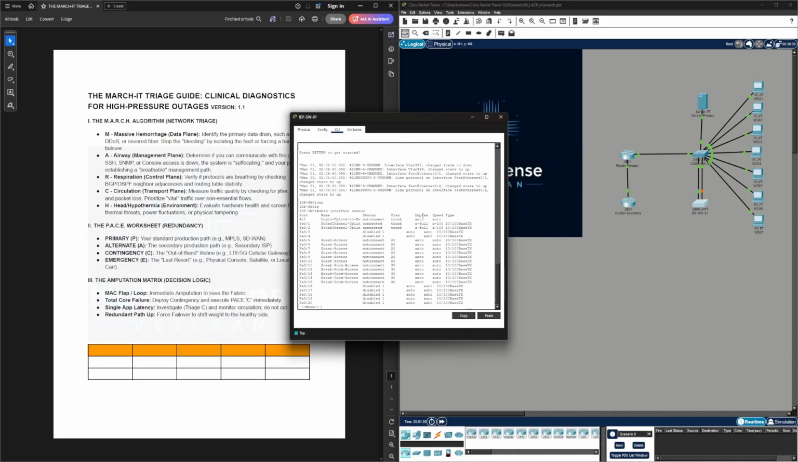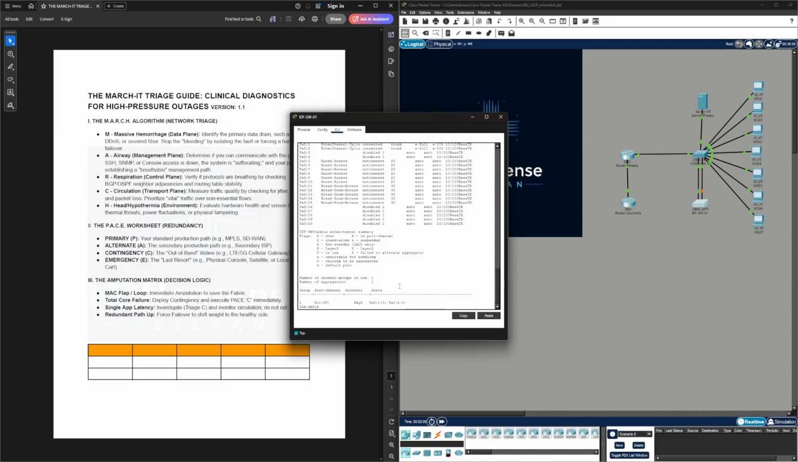Moving downstream to the IDF switch, we check the vitals here. Show interface status. Same story. Port channel 1 is not connected. We run show etherchannel summary to check the protocol health. Look at the status. I for standalone.